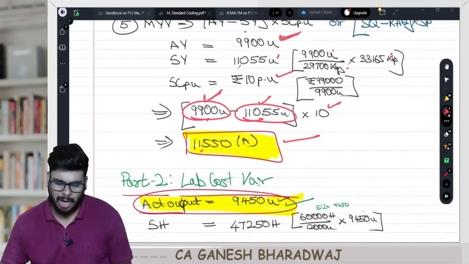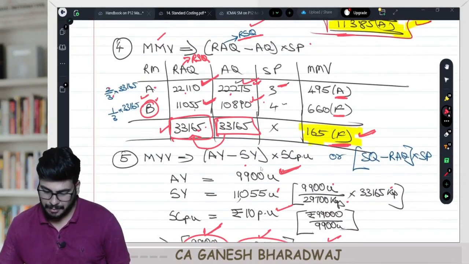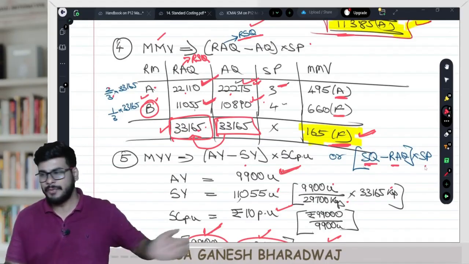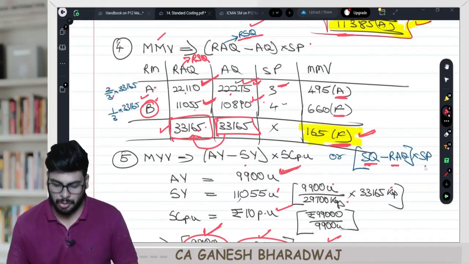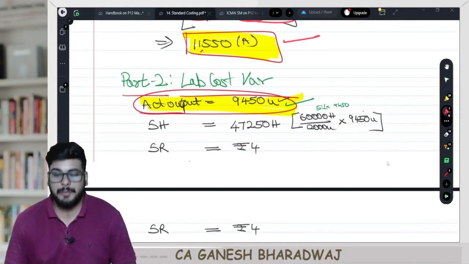Clear with this, guys? You can also use the other formula that we have done, the balancing figure formula: standard quantity minus revised actual quantity into standard price. If you do it that way also, you will arrive at the same figure. Clear with this, guys? Now let's move on to the next one, which is my labor cost variance.